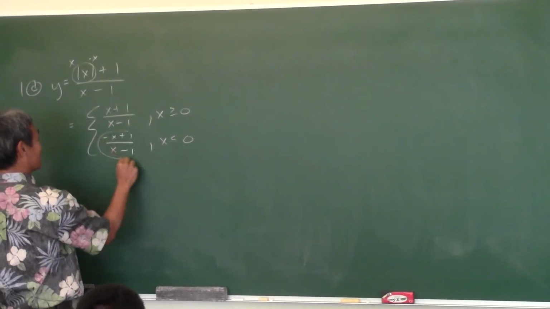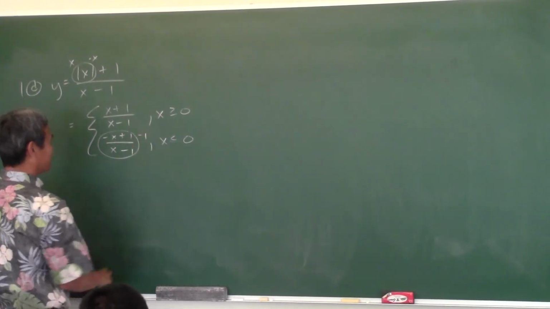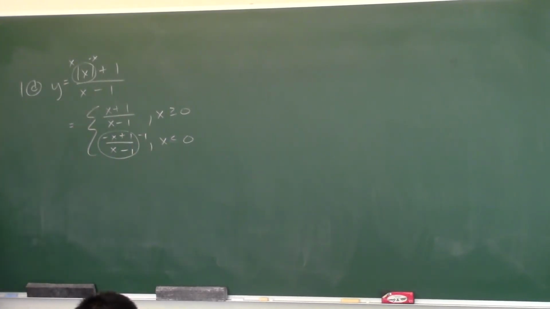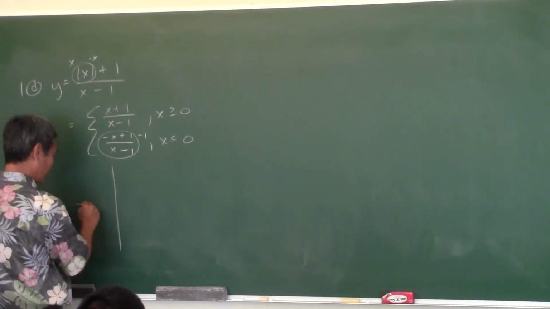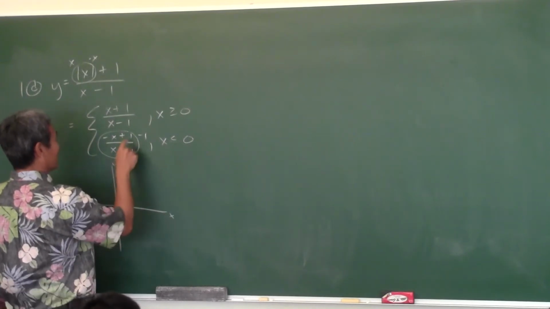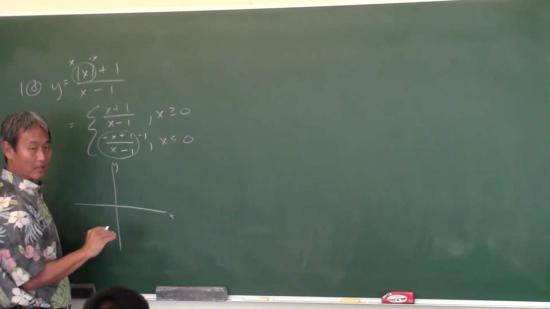Oh! But this simplifies to negative 1. Please simplify, because I remember on the last test, you guys don't simplify, and of course then you don't recognize it on the graph. Okay, now everybody knows how to graph y equals negative 1, right? Just a horizontal line, which is this one.